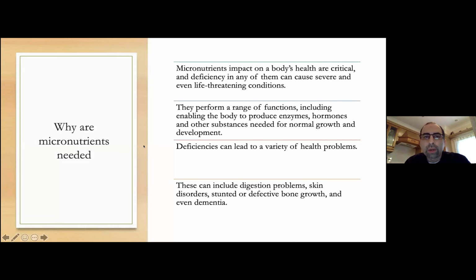The impact of micronutrients on the body's health is critical, and a deficiency in any of them can cause severe and even life-threatening conditions. They perform a range of functions, including enabling the body to produce enzymes, hormones, and other substances needed for normal growth and development. We all need enzymes, for example, in digestion. We need hormones for our metabolism, and as you know, these are critically important. So any deficiencies can lead to a variety of health problems.